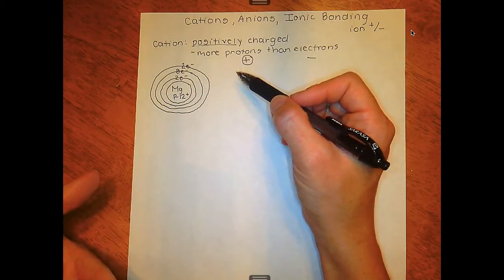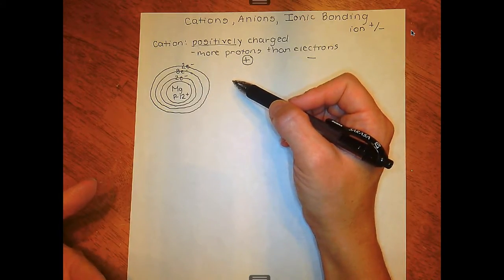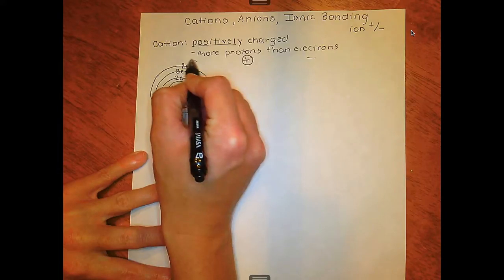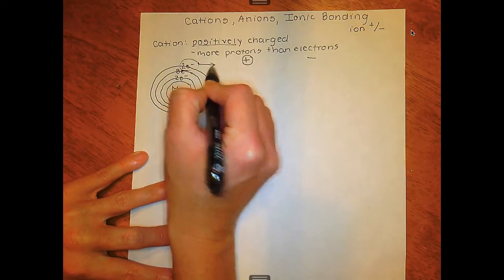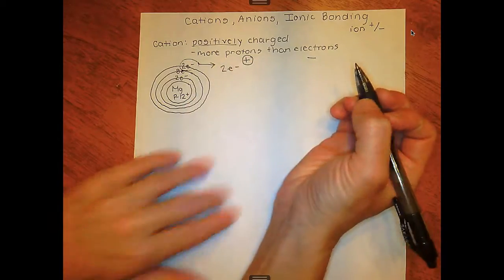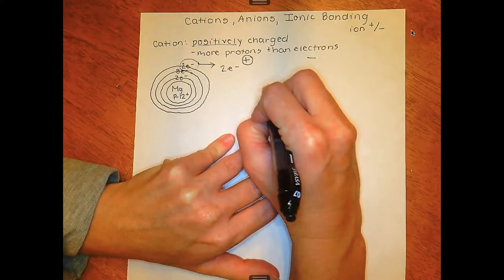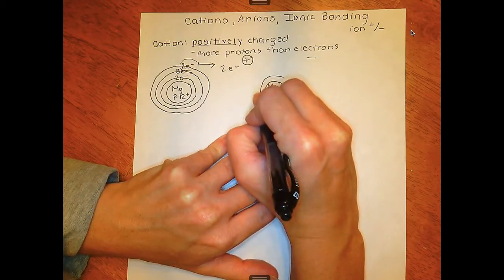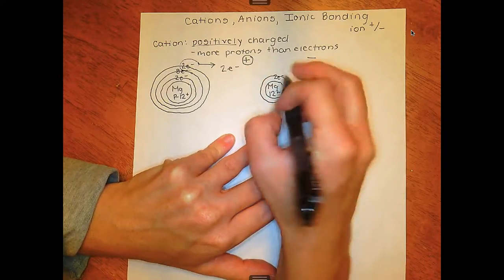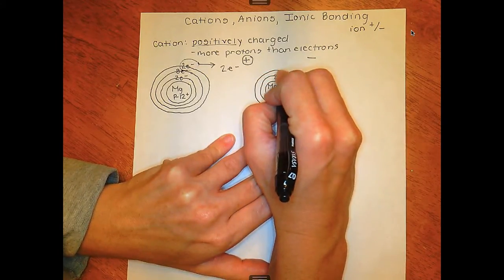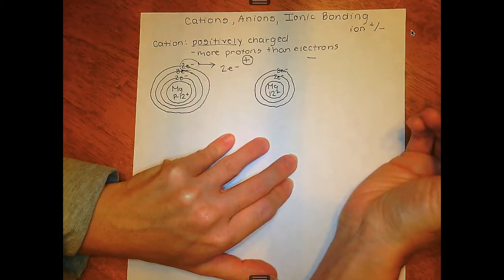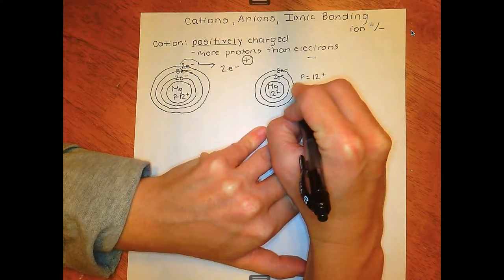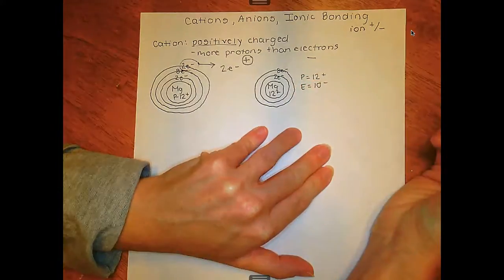But think about what we just talked about. Is magnesium very attractive to other atoms? No, because it only has 2 electrons. So magnesium is actually going to give away 2 electrons. Now we have a magnesium atom still with 12 positive protons, still 2 electrons in the first energy level, and 8 electrons in the next energy level. Notice here that it has 12 positive protons, and now it only has 10 negative electrons.